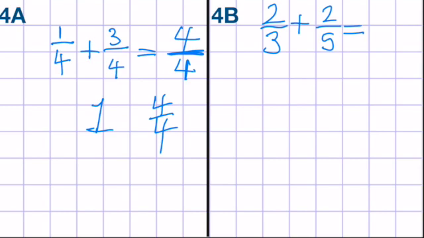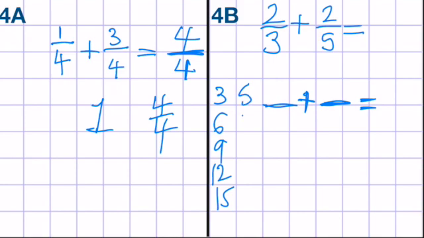2/3 add 2/5. We have got different denominators, so we can't add them. We need to change both fractions so that they are the same. So 3, 6, 9, 12, 15. Those are my multiples of 3. 5, 10, 15. Now I'm noticing that a shared multiple, a common multiple of 3 and 5 is 15. So that's our new denominator. So let's write that in there.